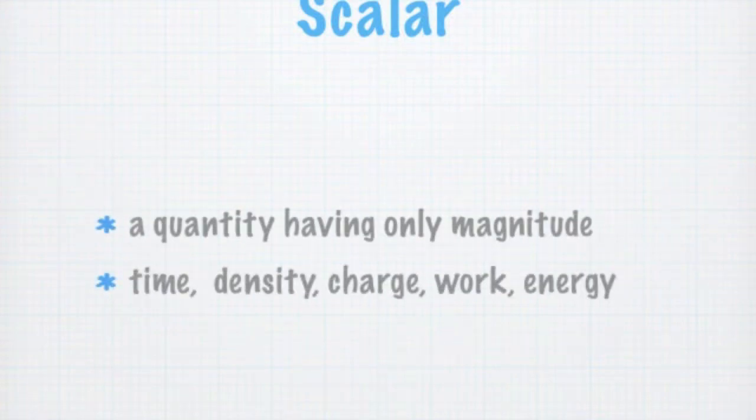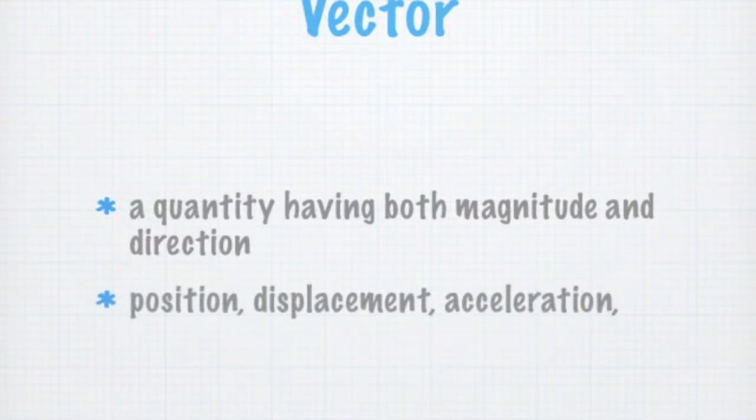So a scalar is a quantity having only magnitude. Other examples include time, density, charge, work, and energy. Vectors have both magnitude and direction and include things like position, displacement, and acceleration.